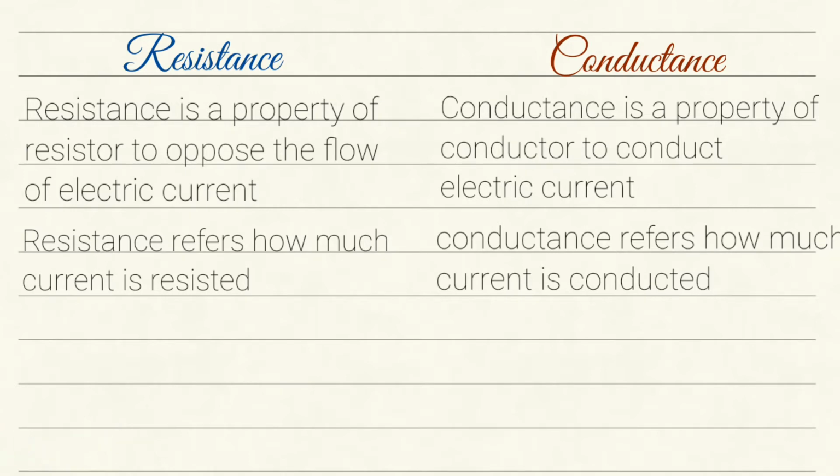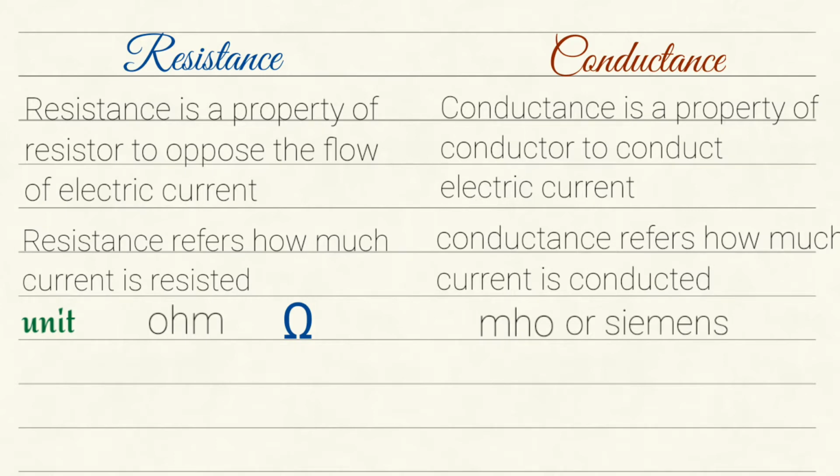The unit of resistance is ohm, the unit of conductance is mho, which is ohm spelled backwards, or it may be measured in Siemens. Resistance is represented by R, conductance is represented by G.